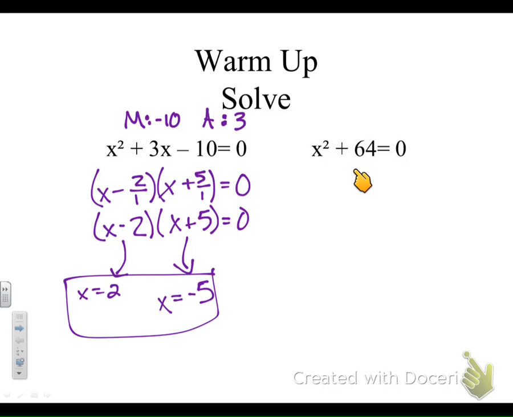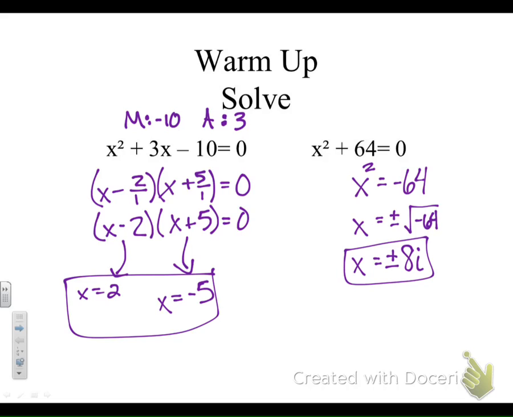In the second one, I would use the square root method because it's not a difference. So hopefully you didn't put x minus 8 times x plus 8, because it's not a difference. So I'm going to move 64 to the other side by subtraction, and then take the square root of both sides. When that happens, be sure you include the plus or minus. And notice that we have the square root of a negative 64. To represent that negative as a square root, this becomes plus or minus 8i.